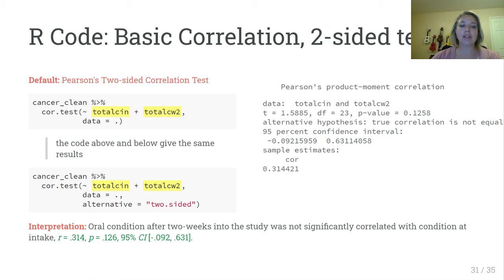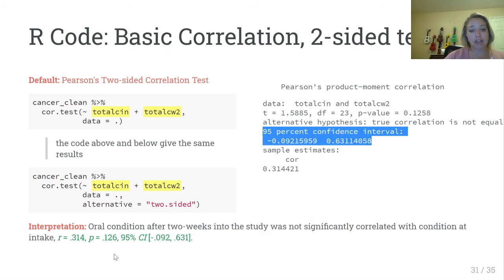So if we were going to report this, I would say that oral condition after 2 weeks, or at 2 weeks into the program, was not significantly correlated with condition at intake. And then I should report R. I can get away without the degrees of freedom if I've stated the sample size somewhere else. We definitely want the p-value. R and P, we probably want to give 3 decimal places, no 0 in front of the decimal. And it's always a good idea to give effect size measures, and that could include giving the confidence intervals. And when it's negative and positive, you want to include those negative and positive signs, because they have implications in correlations.